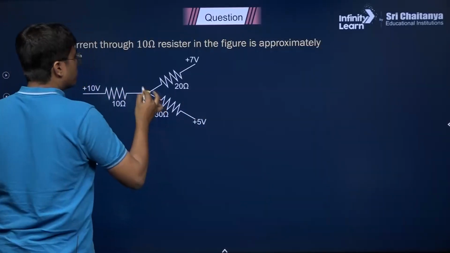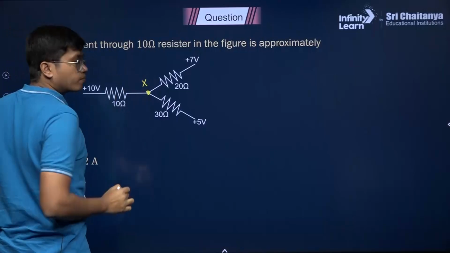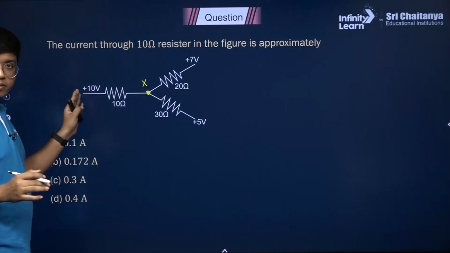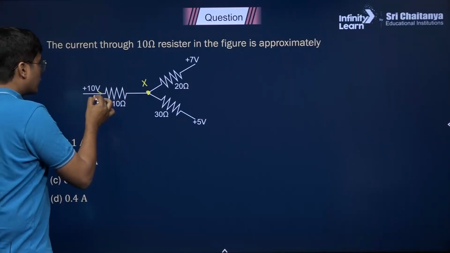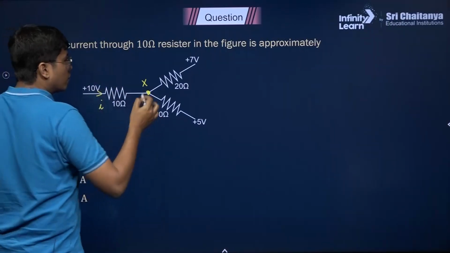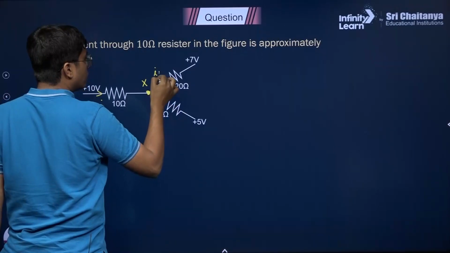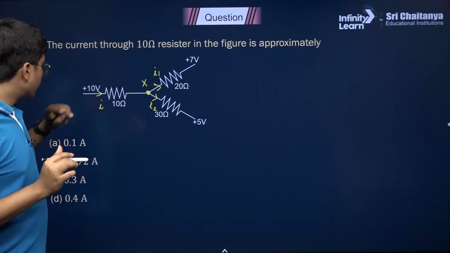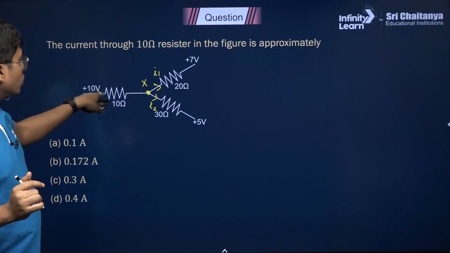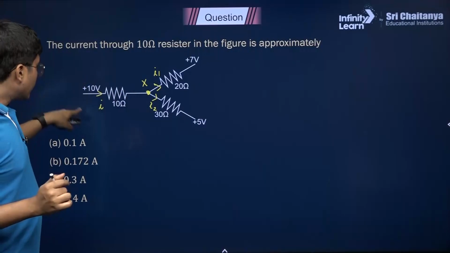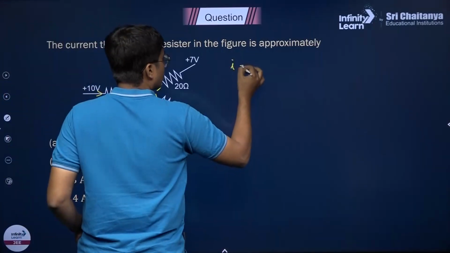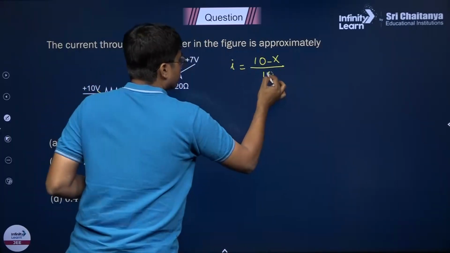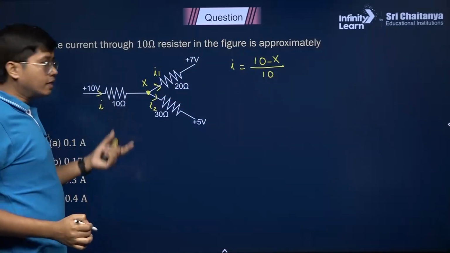Over here, I assume that the potential of this point is X volts. Potential at this point is 10 volt. This is not potential difference, this is potential. Which means I can have a current coming in, I, and over here I have I1 and over here I2. These are the currents in each of the paths. So first up, over here I have 10 volts and X volts. So the current I would be equal to (10 minus X) divided by 10. So the potential difference divided by resistance.